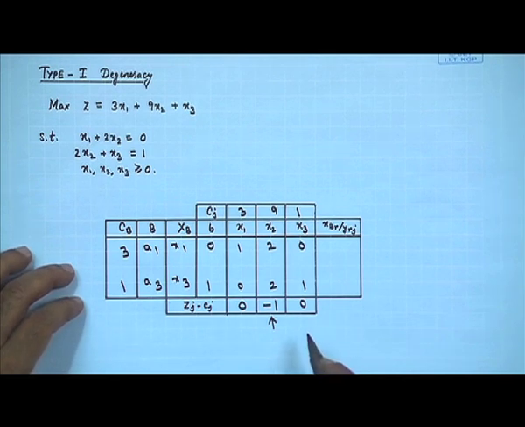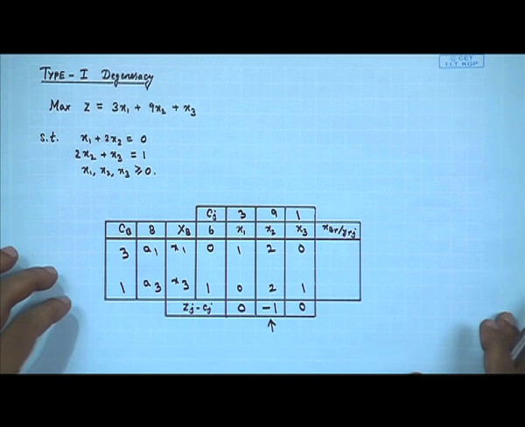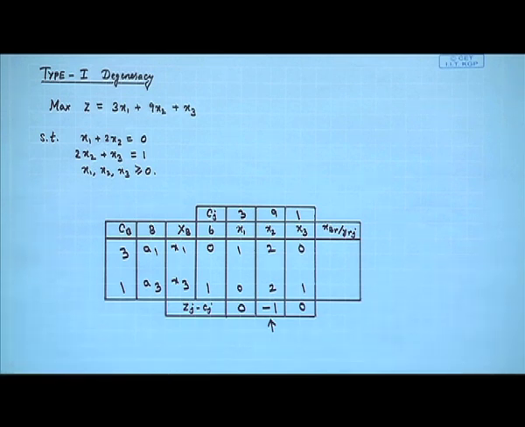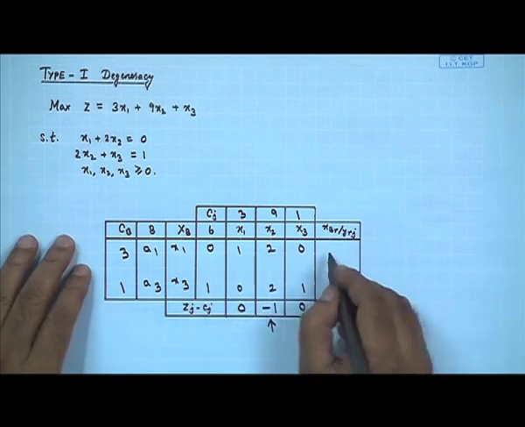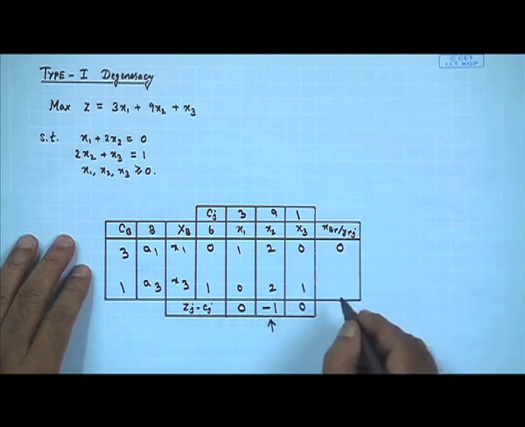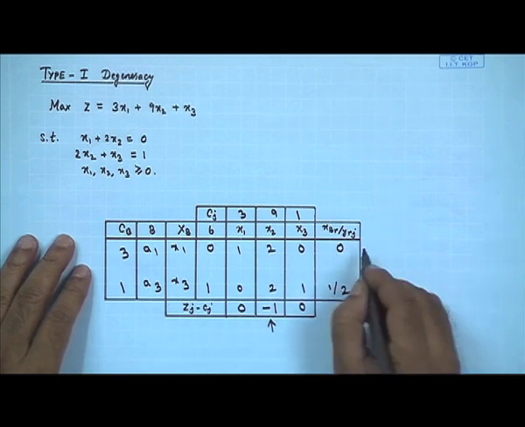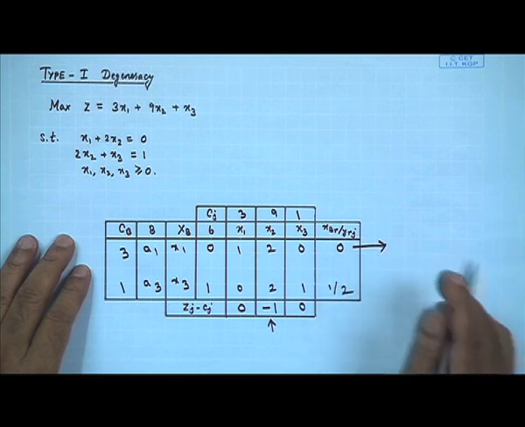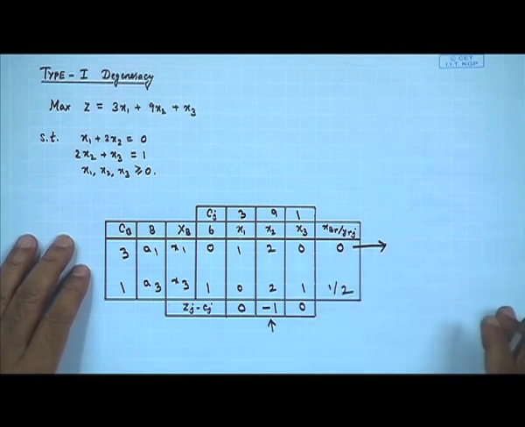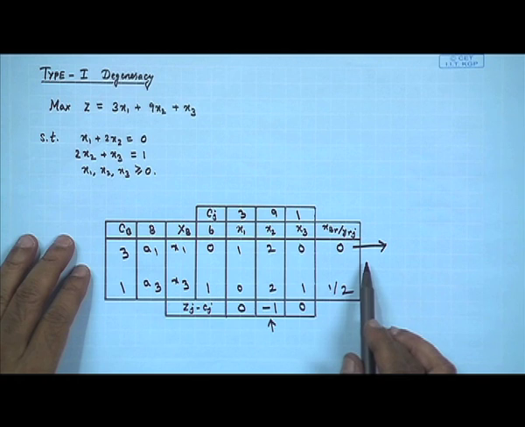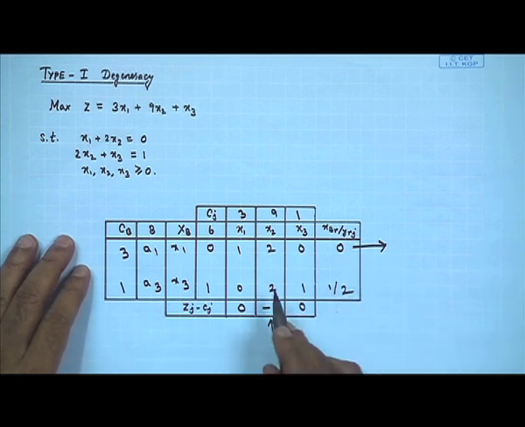Your entering vector is x2, and what will be the ratio? The first ratio is 0 by 2, that is 0, second ratio is half. So, your departing variable in this case is x1. So, x1 will go out and x2 will enter.